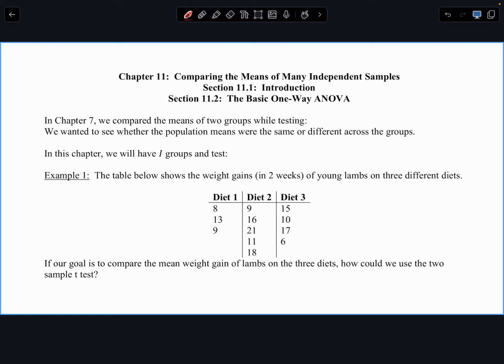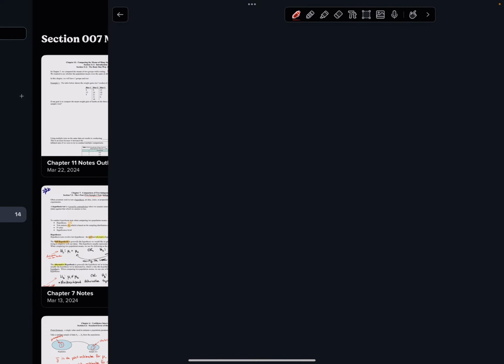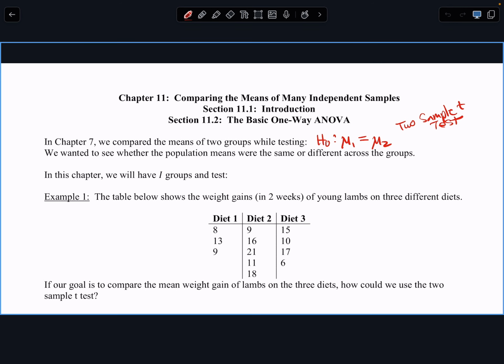So it says in chapter 7, we looked at the hypothesis test where we compared two samples, right? Mu1 equals mu2 was that hypothesis test, and it was the two sample t-test, right? We had two independent groups in our data sets, and then we went through that hypothesis test. So we had two independent samples or two independent groups, and we wanted to draw conclusions and compare them to see if their population means were equal or not, right?